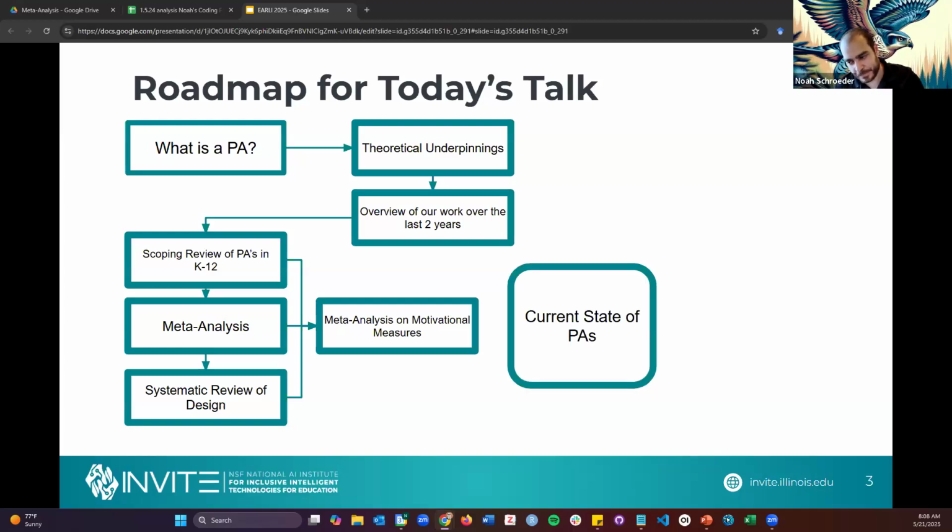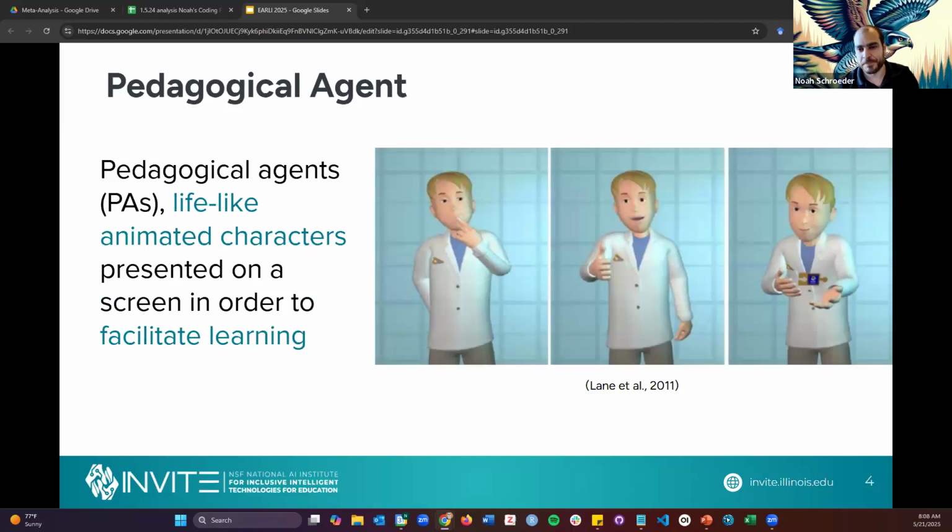That's going to leave us at this spot of where we are with the current state of pedagogical agents. And then we're going to end by talking about what the future holds. And this is where I think I am most excited, but also a little concerned. And I'll get to that when we get there.